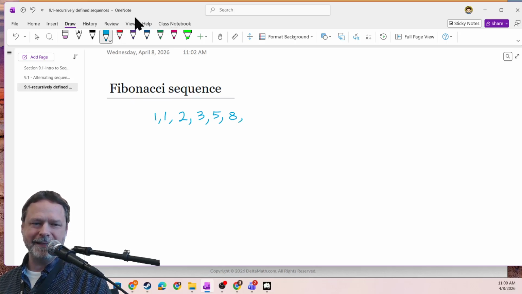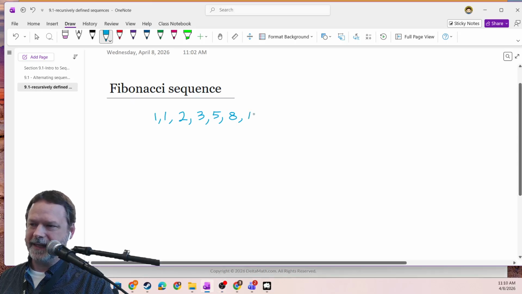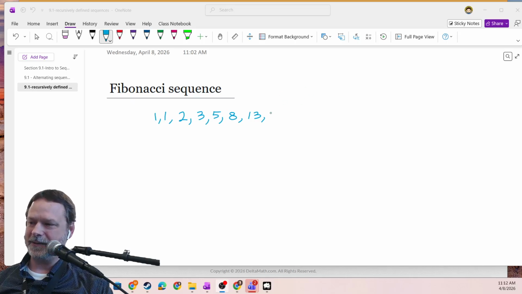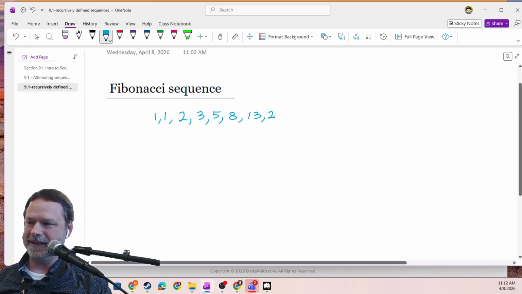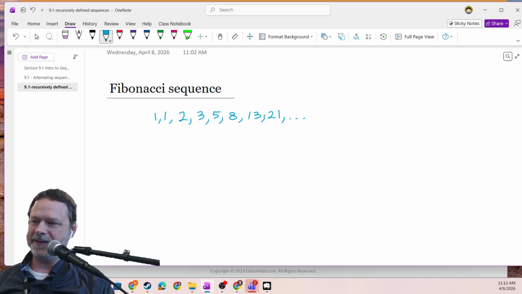What will the next number be? Okay, the next one is going to be 13. Do you know what the next one's going to be? All right. The next one is 21. Okay. And so on. Now, how did we get 21? Many of you guys figured it out by now. 13 plus 8 is 21. 13 was 8 plus 5. That's 13. 3 plus 5 is 8.